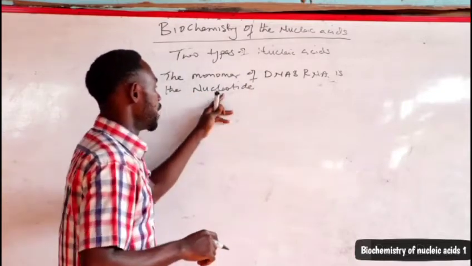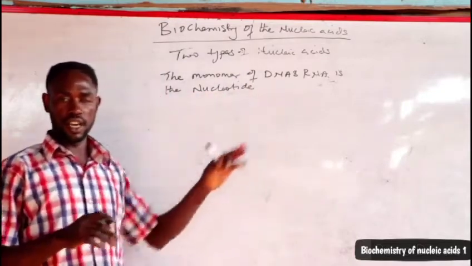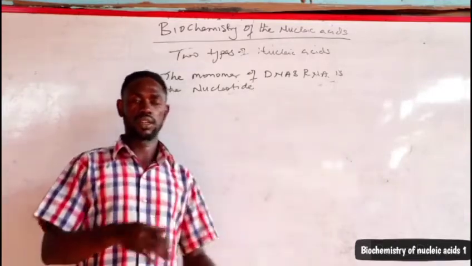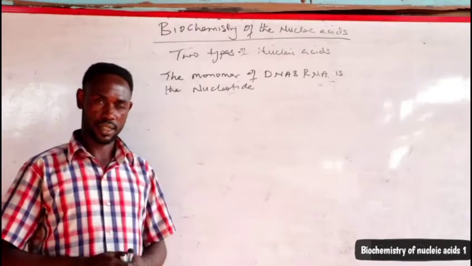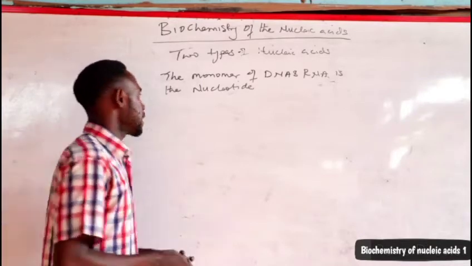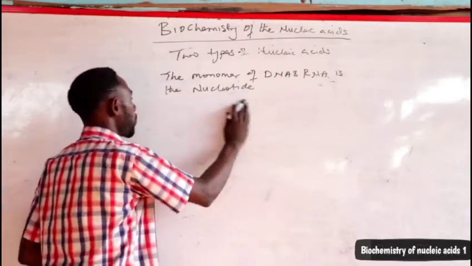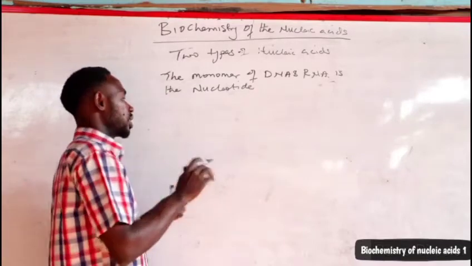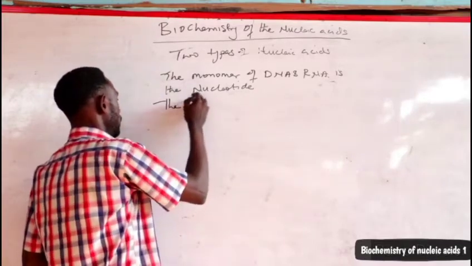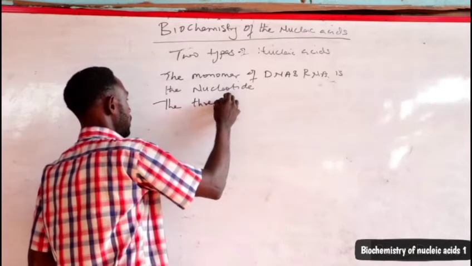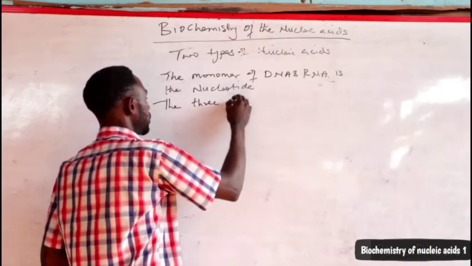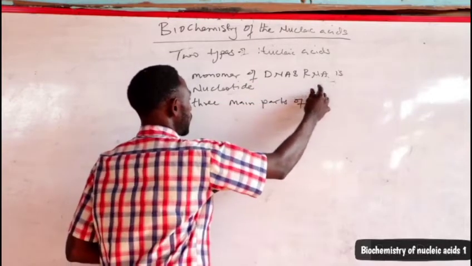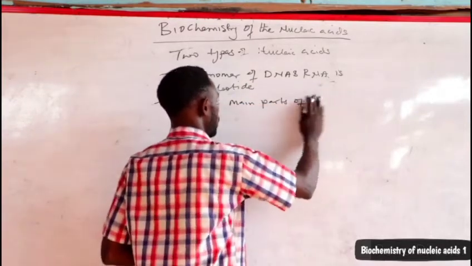So when you join many nucleotides, you have DNA and RNA. The linking of one nucleotide to another nucleotide gives you nucleic acid. So let's see now what the components of a nucleotide are. A nucleotide is divided into 3 main units, the 3 main parts of a nucleotide.